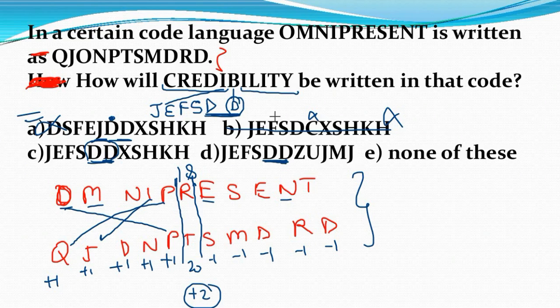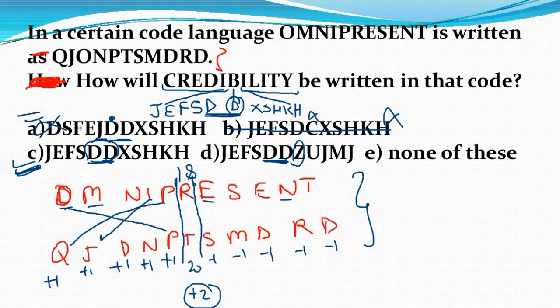Now we have to check the last 5 letters with the pattern of -1. -1 means I will be H and Y will be X. After the D, the next letter is X, and the next letter is Z. Then we check another letter. T is 20 and -1 is S, I is 9 and -1 is H, and L is 12 and -1 is K. X, S, H, K, H. Here option number C is the correct answer for this question.